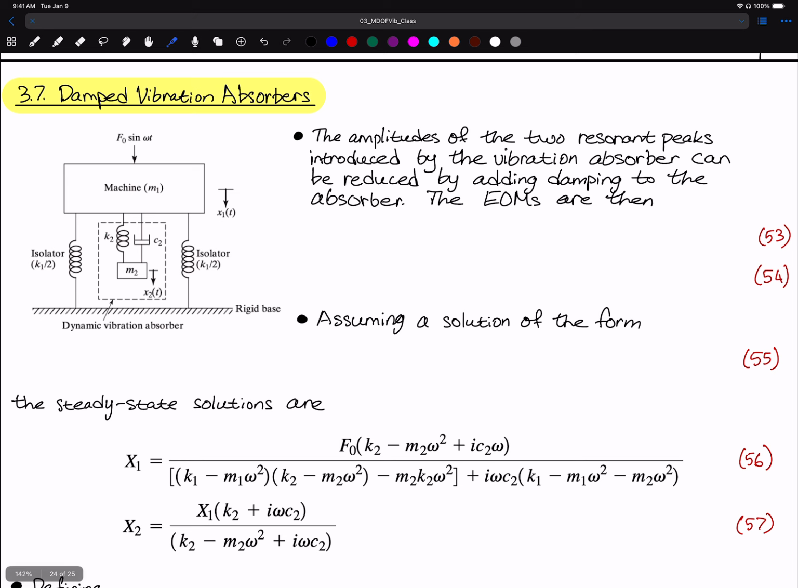Hello, welcome back to AE 3530, System Dynamics and Vibrations. In this lecture, we're going to have a rather short lecture. We only have 2 pages left in this chapter, and we're going to cover damped vibration absorbers.